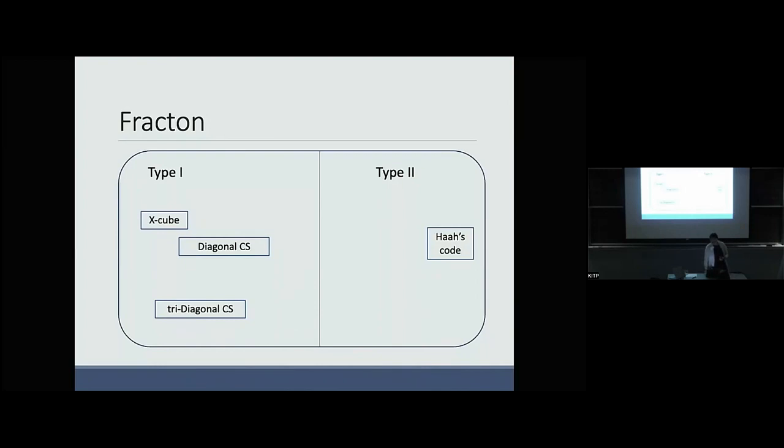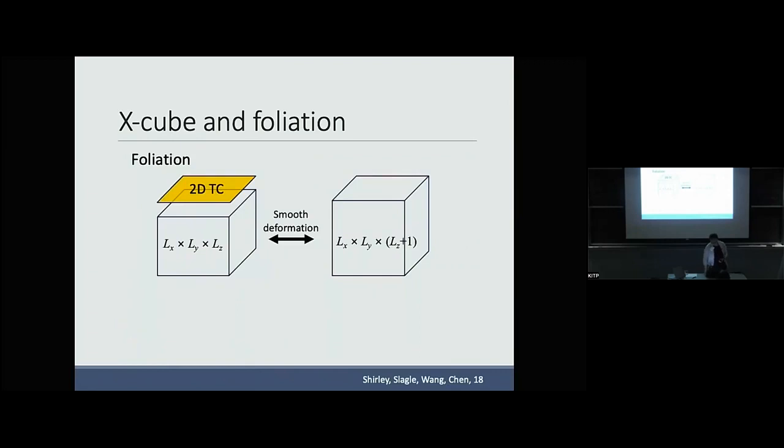And this has to do with what we have been playing with in the last couple of years, an idea called foliation. Okay, so let me just try to take some time to explain to you what this foliation idea is about and why this tridiagonal Chern-Simons theory is so different from the diagonal one, also from the X cube model. Okay, so this idea of foliation has to do with how we imagine we grow a system with fracton order.